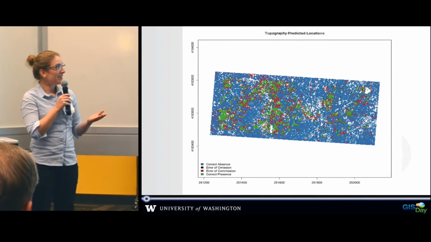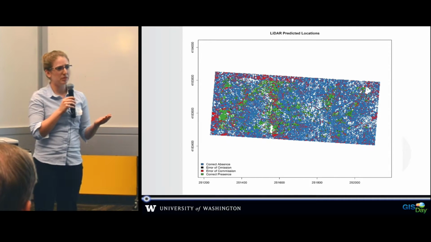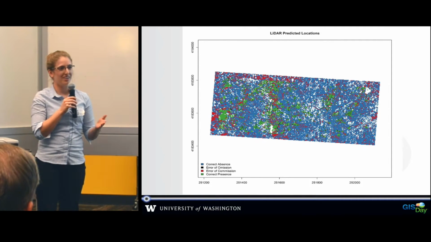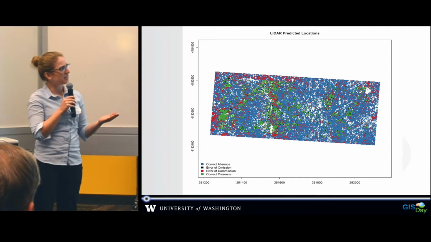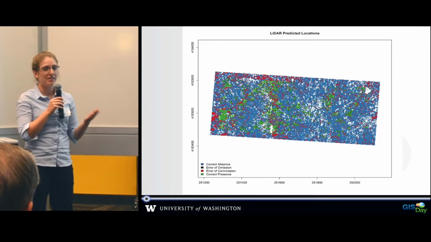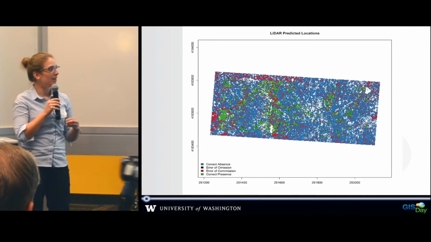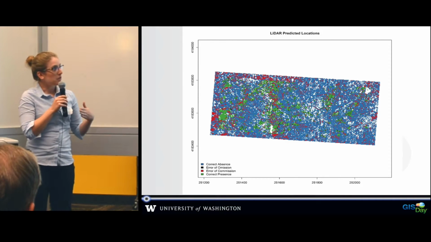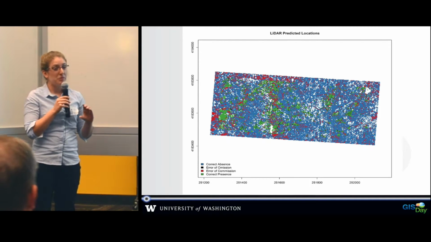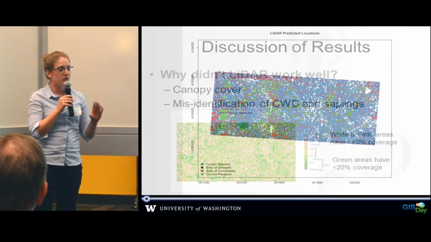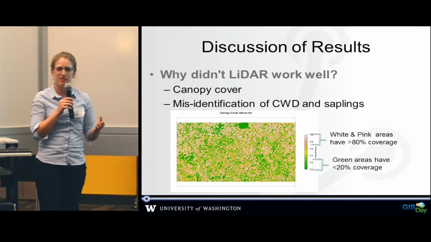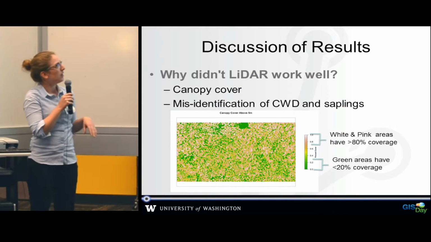But when you get to LiDAR, it's all over the place with the over-predicting where shrubs are. And it seems really random. It's really hard to tell why the LiDAR is predicting that way, and that's something that I'm investigating right now. What we predict it might be is maybe where there's coarse woody debris or something that we can't necessarily distinguish from shrubs.